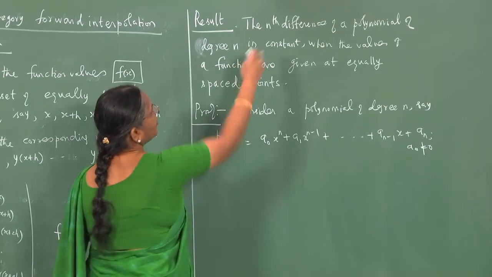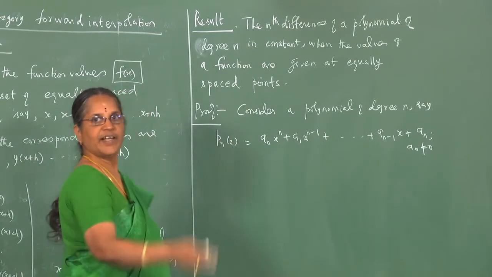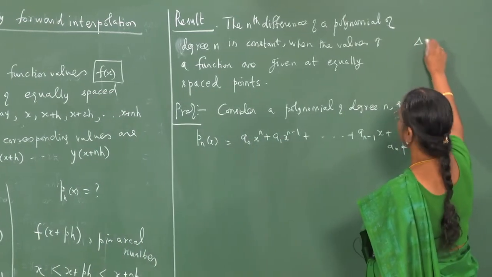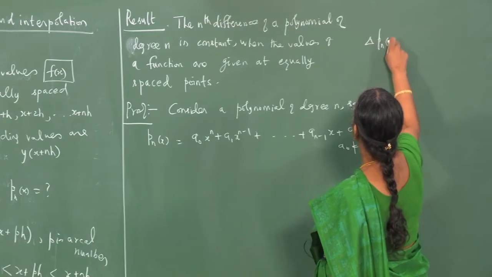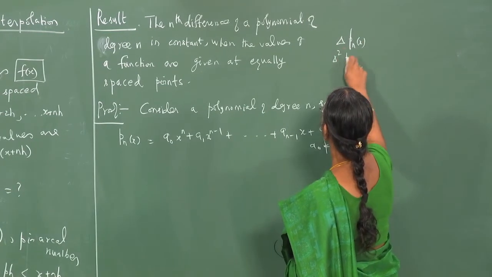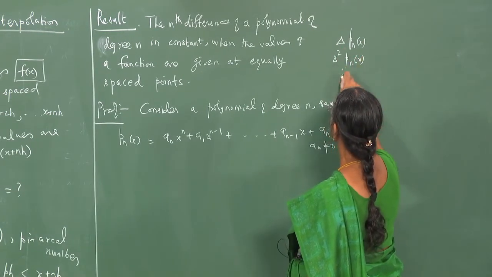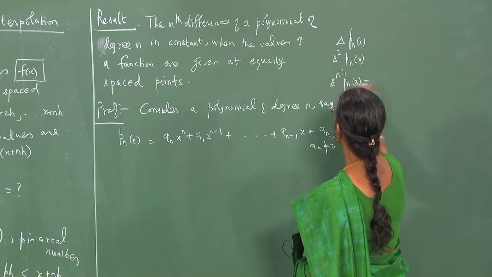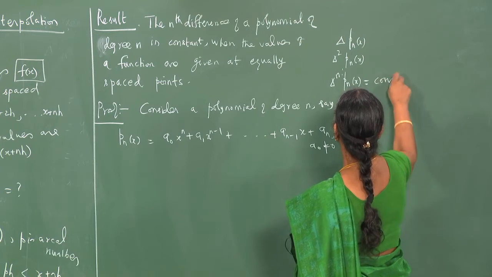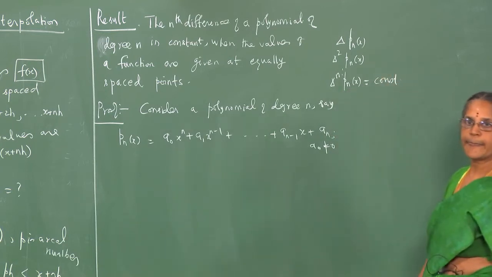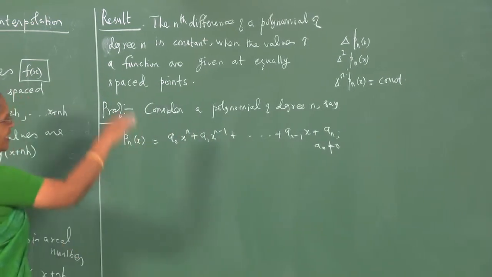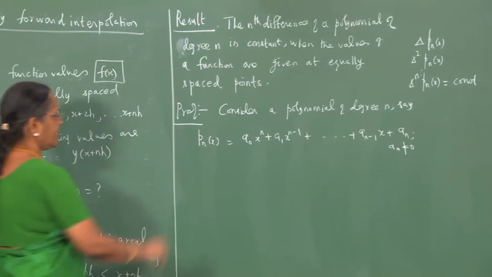What is it that we have to show? The nth difference of a polynomial. What is the first difference of the polynomial? Delta p n of x. The second difference, del square of p n of x. So, we have to show that the nth difference of this polynomial is constant. So, let us compute the differences and show that it is constant.